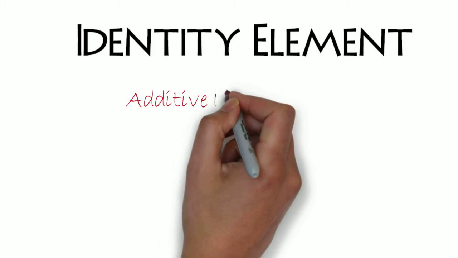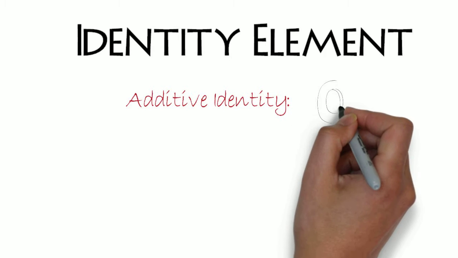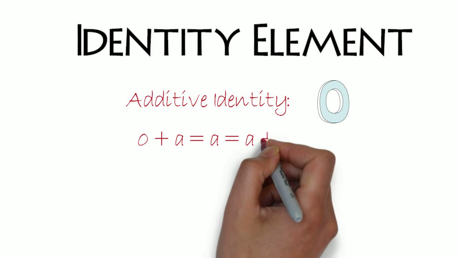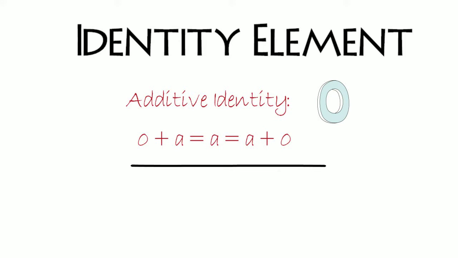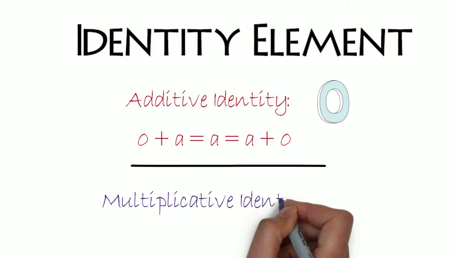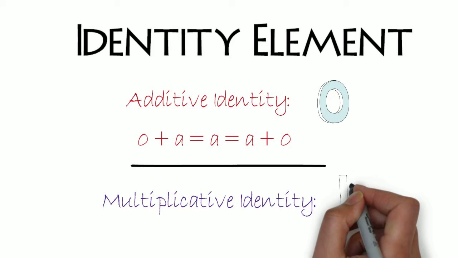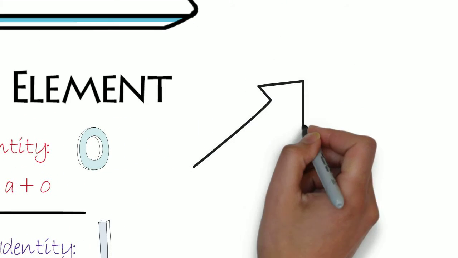An identity is an element that when applied to another doesn't change anything, like multiplying by 1 or adding 0. Specifically in algebra, 0 is called the additive identity because 0 plus a is always a. Similarly, the multiplicative identity is 1, and 1 times a is always a. You are likely familiar with multiplying by a clever 1 to rewrite an expression without changing its value.